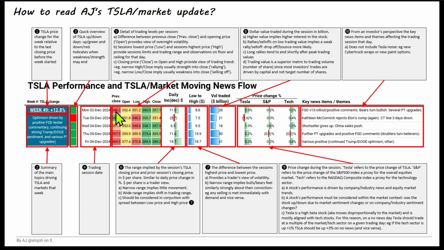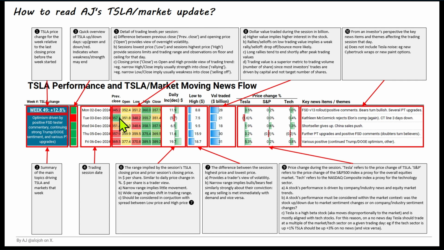If you see a significant positive change, like it was on that day, Tesla closed at 345 in the prior session, but opened on that Monday at 352. That means there was some significant strength over that weekend or prior to market open on Monday.